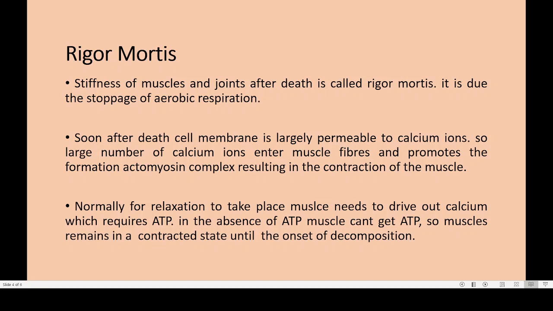Normally, for relaxation to take place, the muscle needs to drive out calcium, which requires ATP. So here comes the problem. If after death a lot of calcium ions enter your muscle cell, that will cause contraction. But for the contraction to be followed by relaxation, the calcium ions have to be pumped out. That pumping out of calcium ions is not taking place. I will show you. If there is any picture, it will show very clearly.